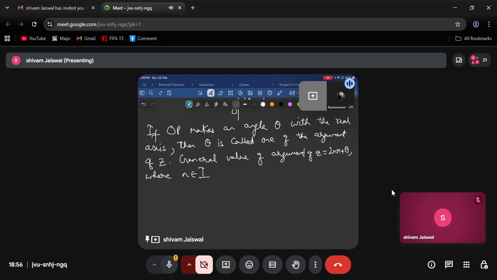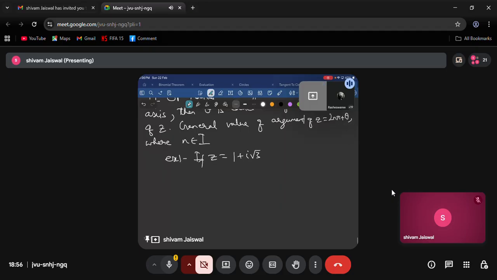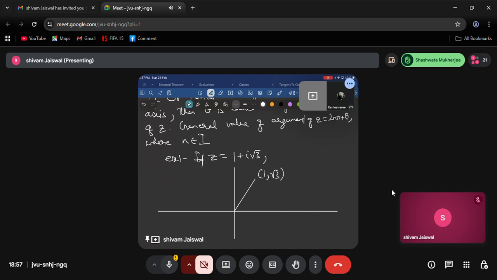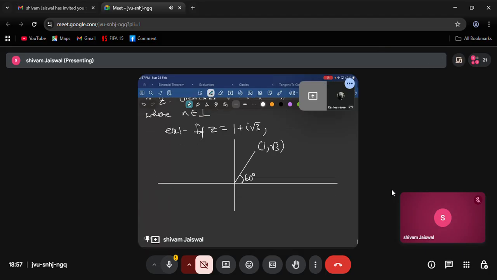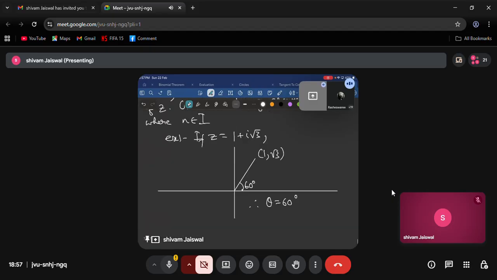Okay. So for example, everyone, if z is equal to 1 plus iota root 3, can anyone tell me what is the argument? Tell me one of the arguments. Raise your hand. Yes, Ritam, tell me. 60 degree? Right. One of the arguments of this z will be equal to 60 degree. This is the point 1 comma root 3, so this angle is 60 degree. Therefore theta is equal to 60 degree. Argument of z is equal to 60 degree or pi by 3.